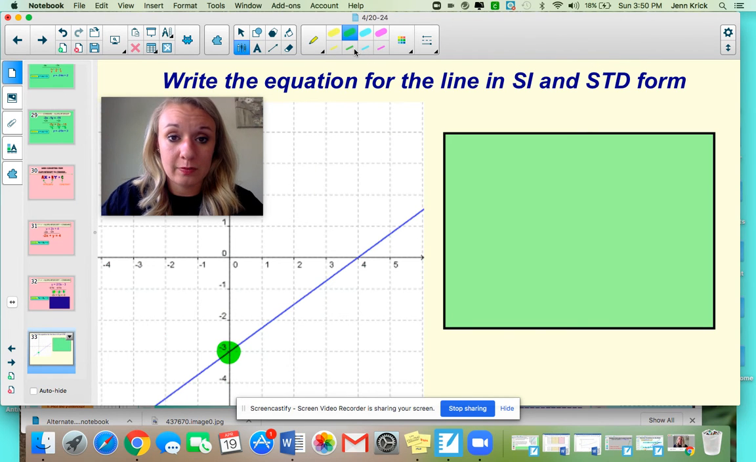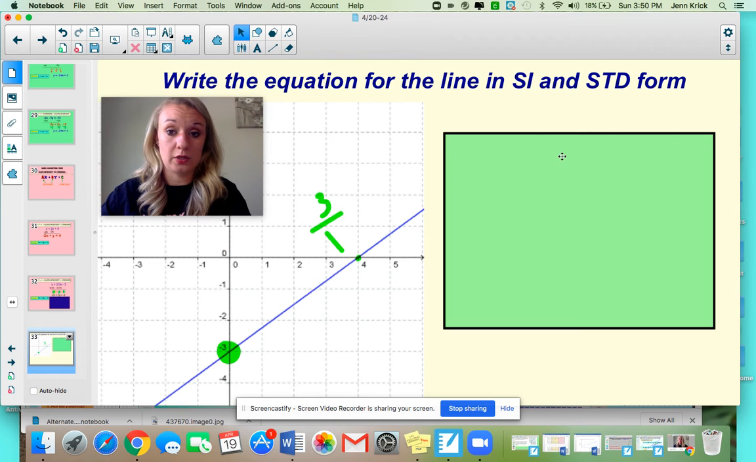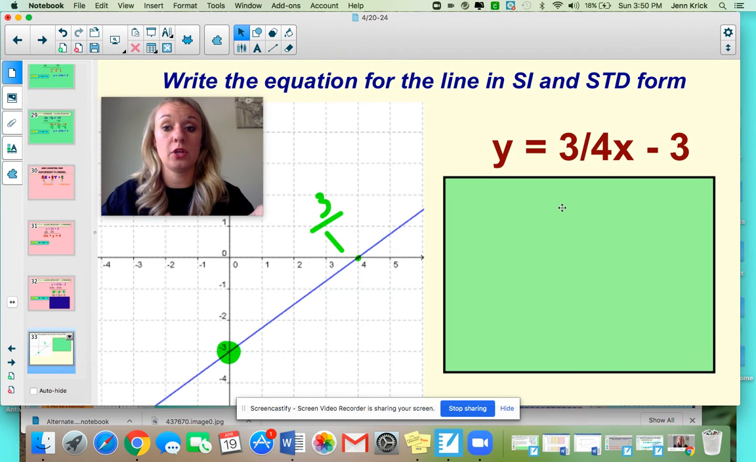And then to figure out what my slope is, okay, I see I've got a point here and I've got a point here. I'm going to go up 1, 2, 3, and then over 1, 2, 3, 4. Because I went up 3 and over 4, I know that my slope, or my m value, is just 3/4. So if I were to put that into an equation, I'd have y equals 3/4 x minus 3. So that takes care of slope-intercept form.